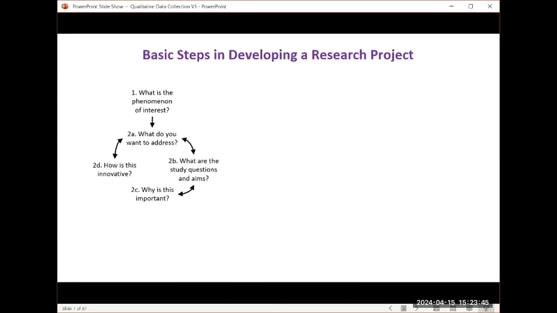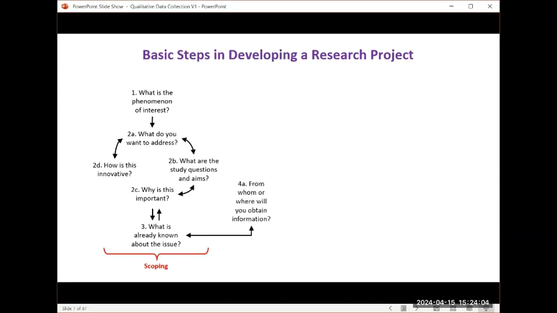And along the way, as somebody who mentors PhD students, the PhD students will come in and I will constantly remind them, what have you seen in the literature? And go back to that. Right? Eventually, once you figure out what you want to do and where you want to go, then, this is the scoping, you jump into, well, where am I going to get this information from?